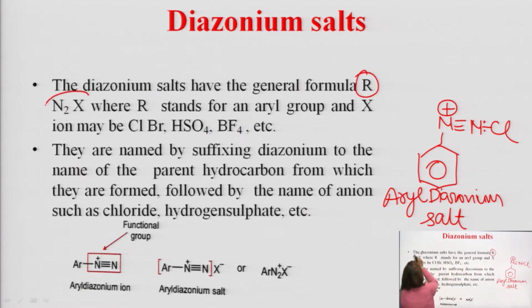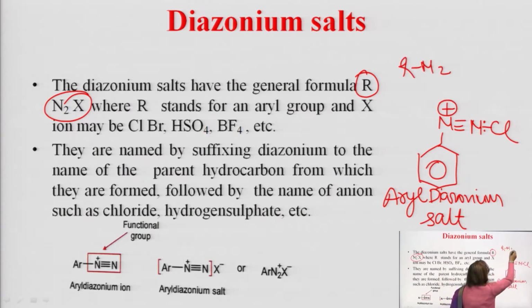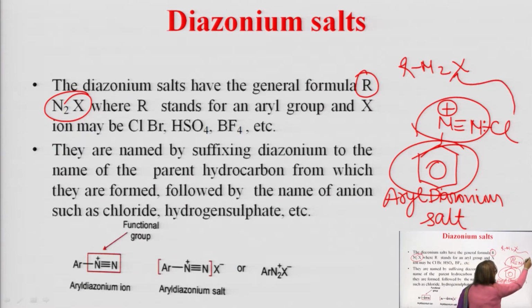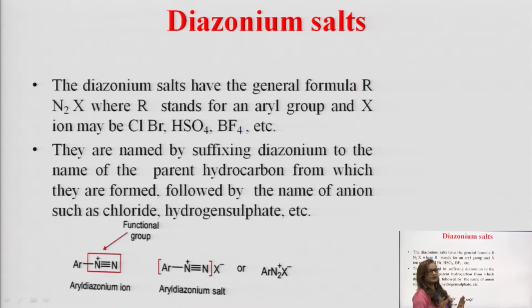So, we can have an idea that diazonium salts have the general formula RN2X. Now see this example. In this example, the formula is RN2X. What is R? R is this aryl group. This is the N2 group, and what is X? This chloride is X. So now you must understand the meaning of RN2X: R stands for any aryl group, N2 is the diazonium group, and X is any anion like chloride, bromide, right?